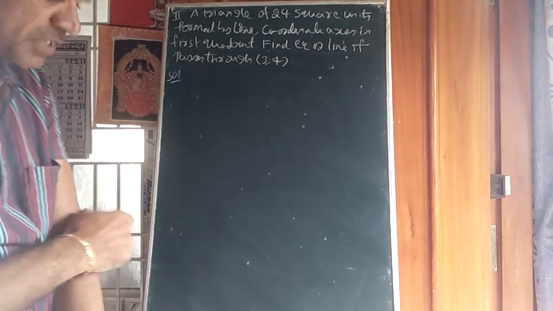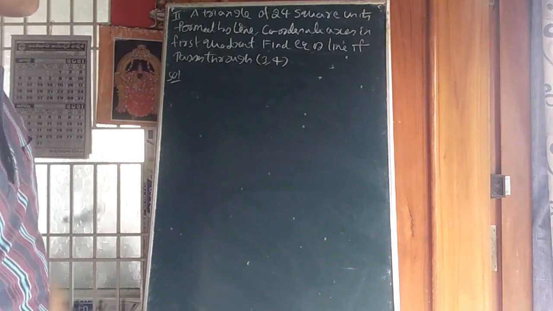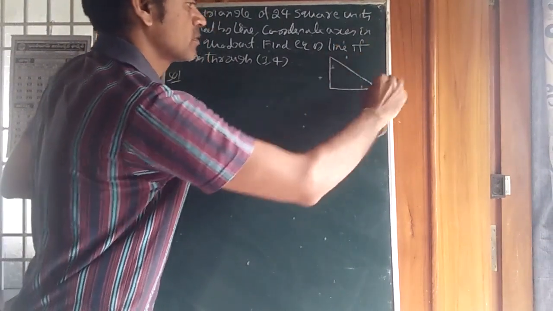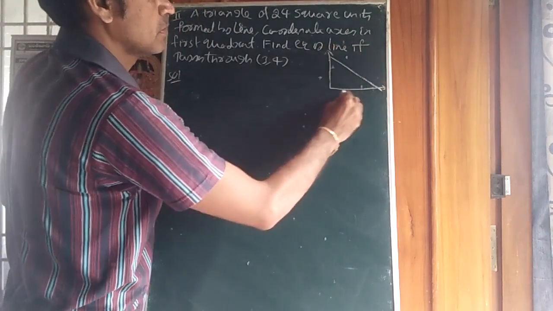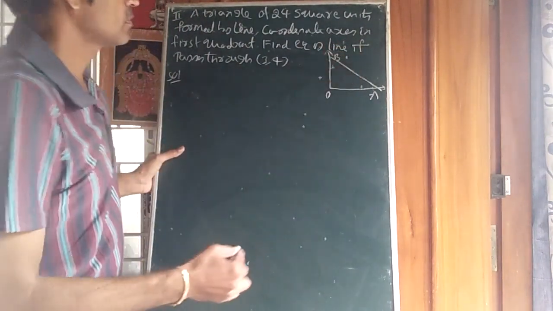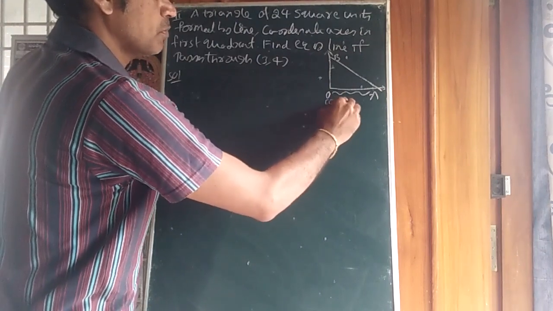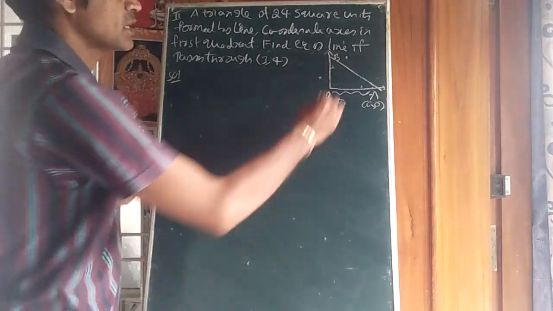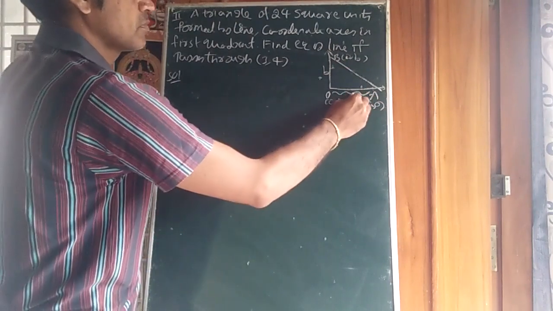Now let us discuss this line. A triangle of area given as 24 square units, formed by line and coordinate axis. Draw a diagram like this. This is the origin 0, 0. Put a comma 0 on the x-axis and 0 comma b on the y-axis. This is b, this is a.